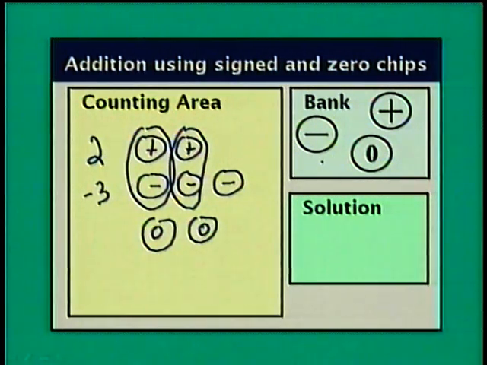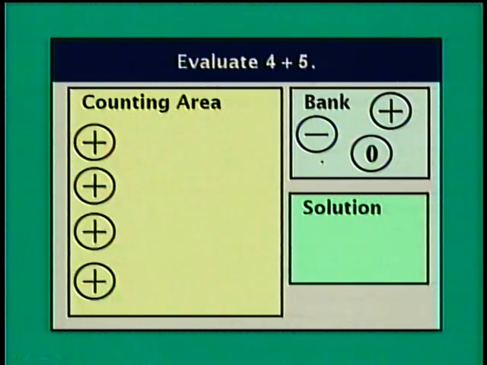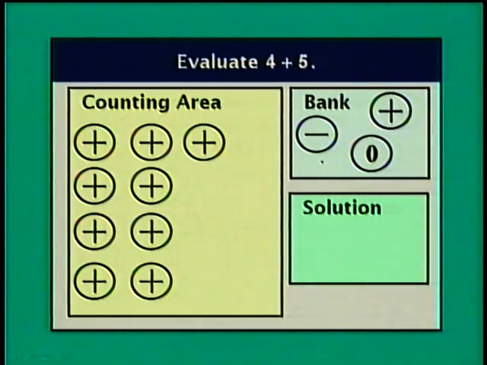Let's see some specific examples. Let's evaluate 4 plus 5. Let's use our chips. Let's leave the chickens behind. Here's 4 positive chips in my counting area. Now I need to add to that 5 positive chips. Altogether, I have 9 positive chips. 9 positive chips represent the number positive 9. So on our paper, all we would write is 4 plus 5 equals 9.